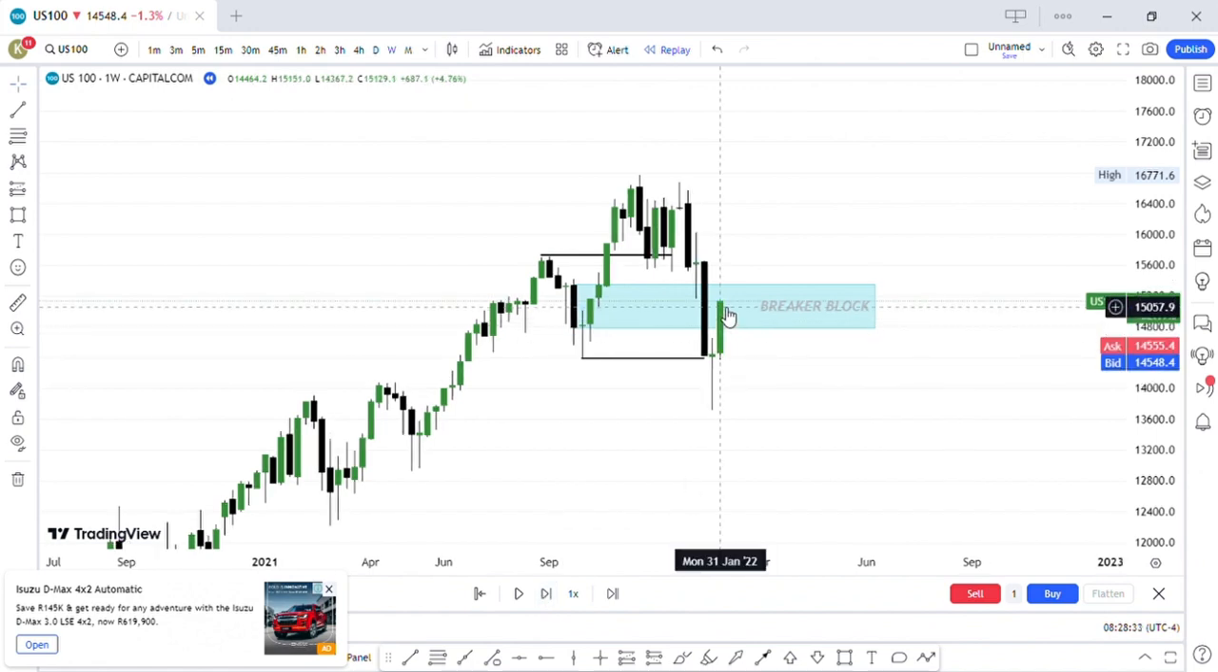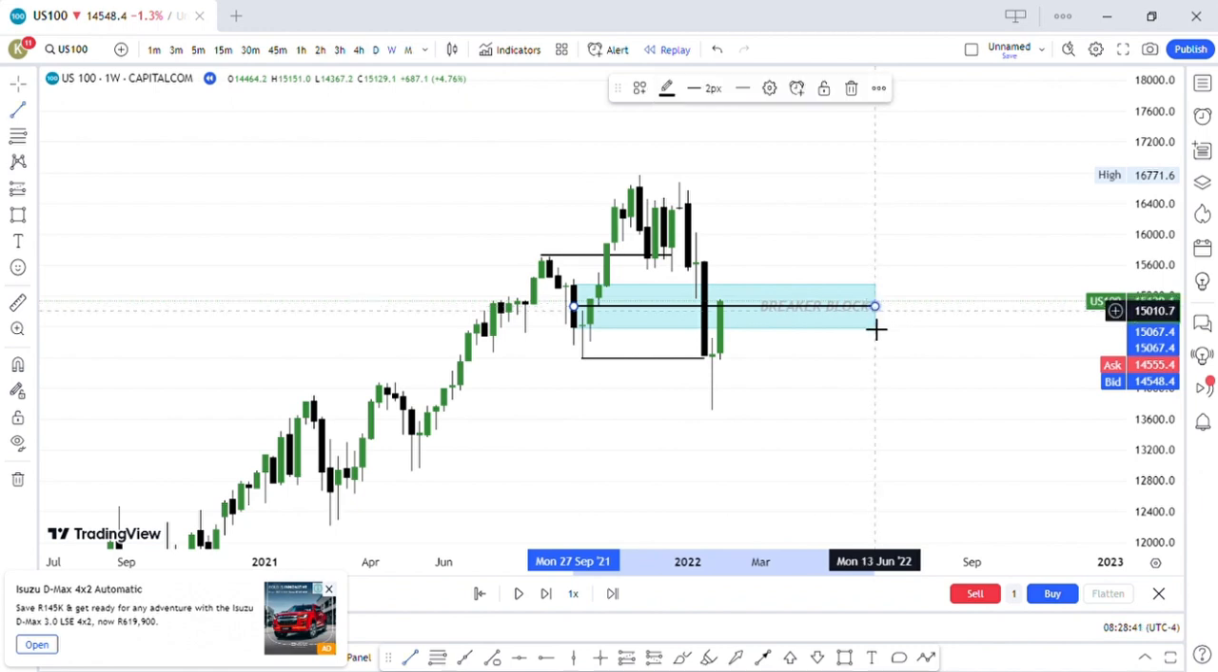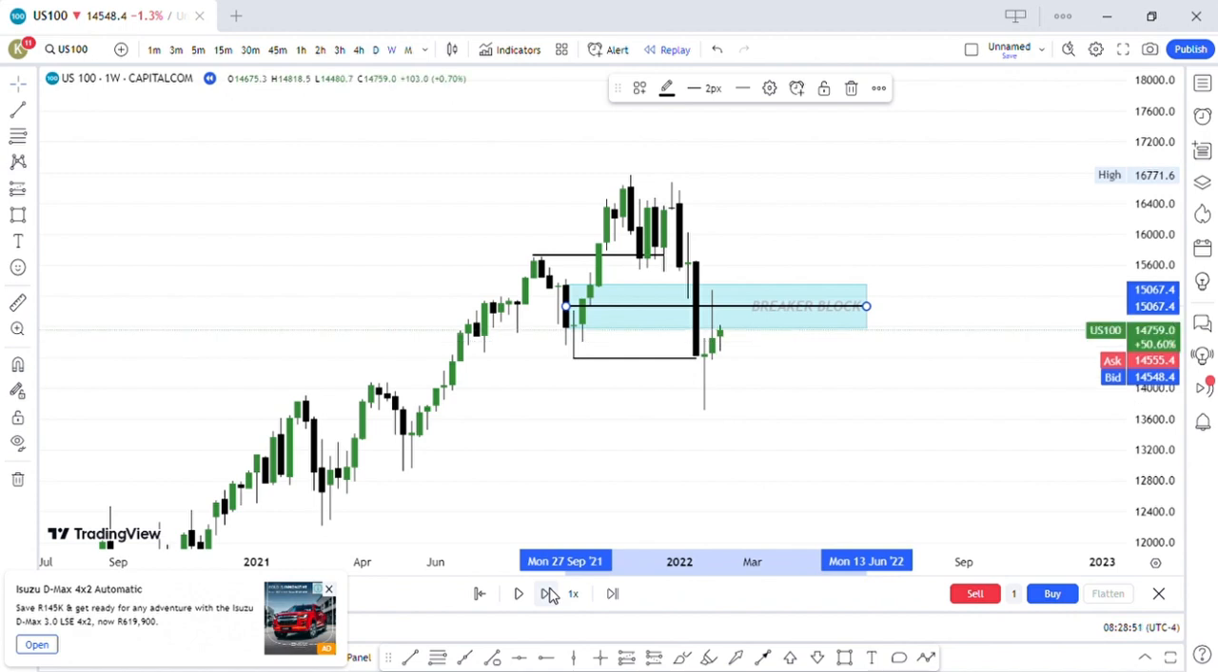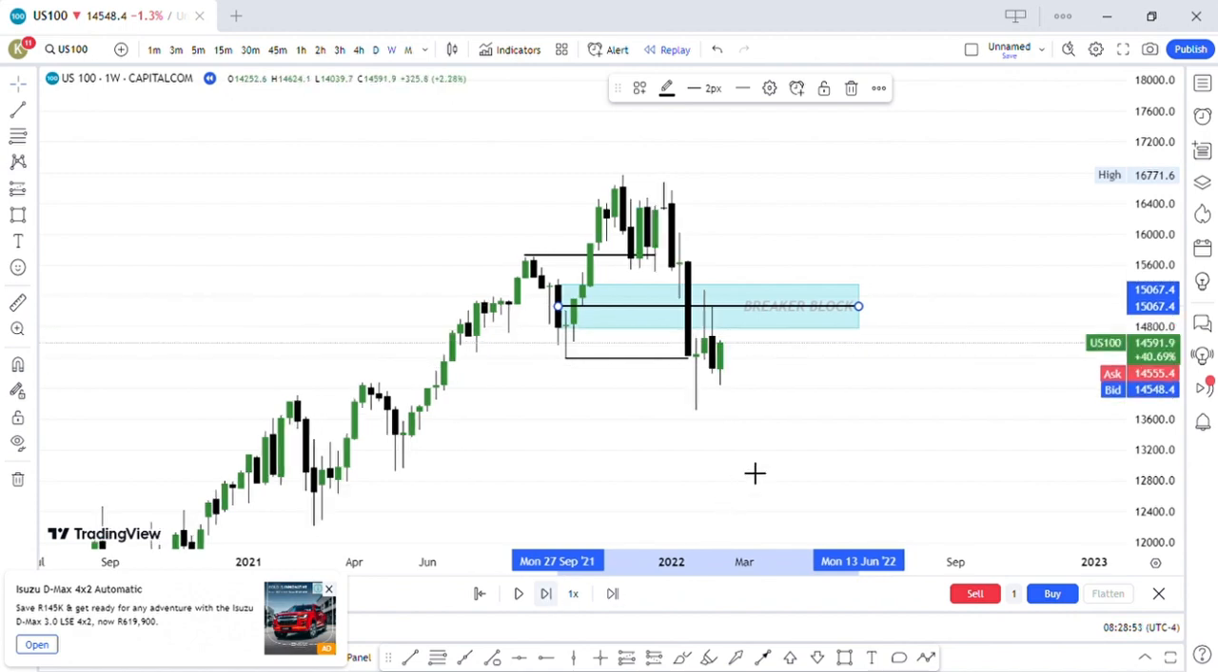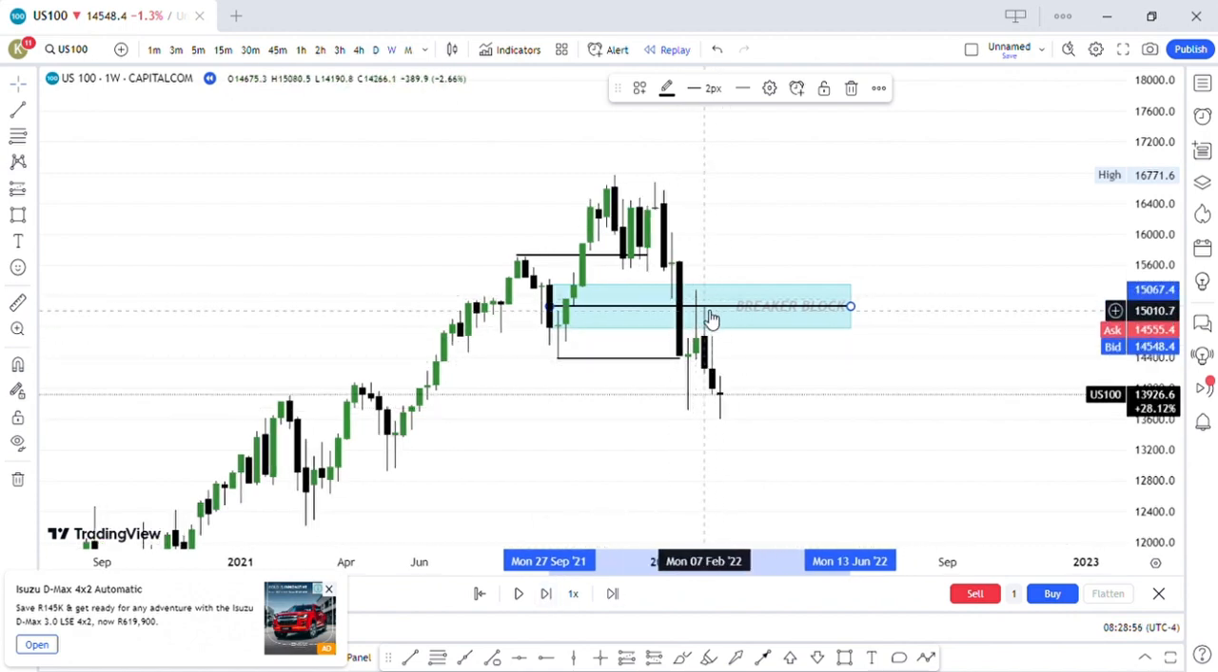The market taps into the 50% of the breaker block. Now we expect the market to close below the 50% and continue going down. As you can see, the market is respecting the 50% of the breaker block. Now the market is going to displace down.